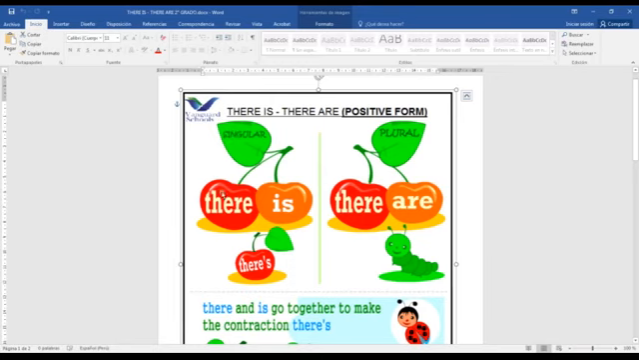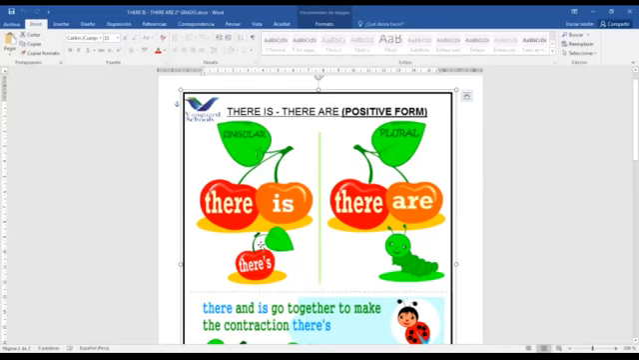We use there is for singular noun. Okay? We use there is for singular noun. Quiere decir que vamos a usar there is para los sustantivos en singular. ¿Ok? Hay dos formas de utilizar there is. ¿Ok? Una es there is y la otra puede ser there's. ¿Ok? There's is the contraction of there is. You can use there is or you can use there's. ¿Ok? Remember, we use there is for singular noun.